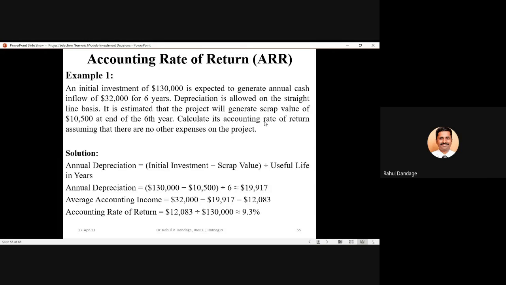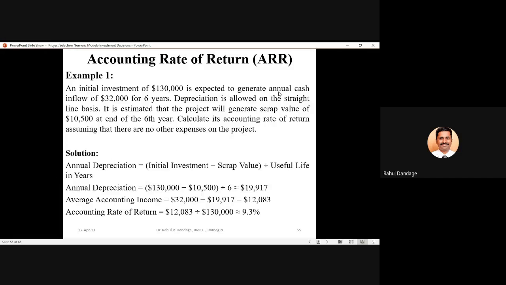So this is one example. An initial investment of $1,30,000 is expected to generate an annual cash inflow of $32,000 for 6 years. Depreciation is allowed on the straight line basis. It is estimated that the project will generate a scrap value of $10,500 at the end of year 6. Calculate the accounting rate of return assuming there are no other expenses on the project.